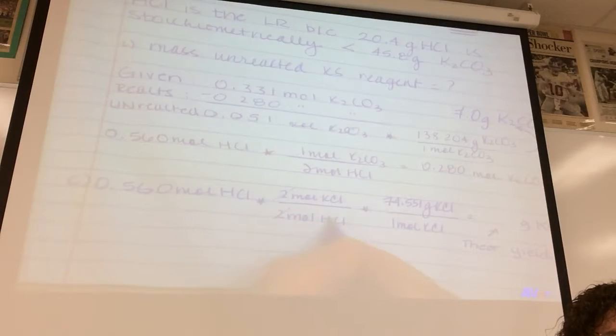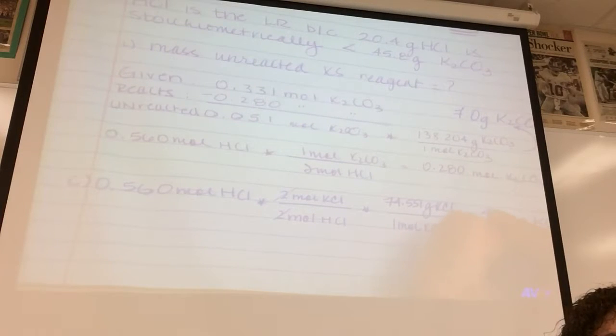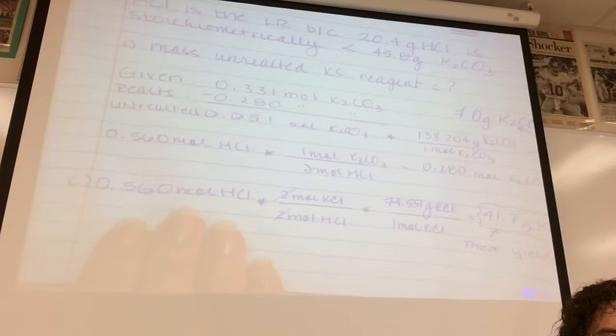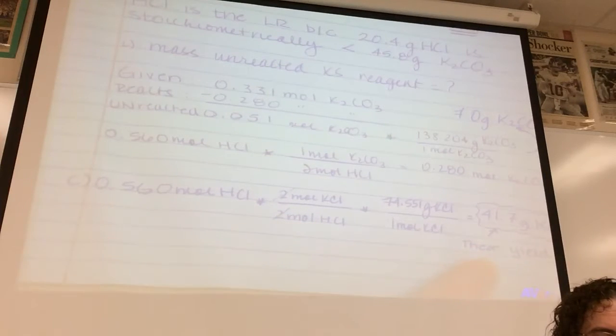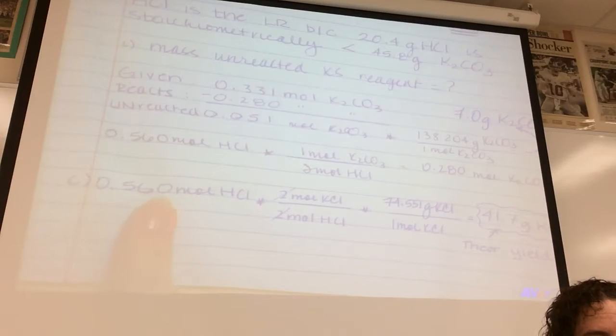I'm going to cancel those 2's because it'll make life easier. We have 0.56 times 74.551, and that's 41.7. That's our theoretical yield. That is the mass of product we should be able to generate. And you're going to do something grossly similar in your lab right here. You'll get the theoretical yield of a different salt in your lab from the limiting reagent. Okay?